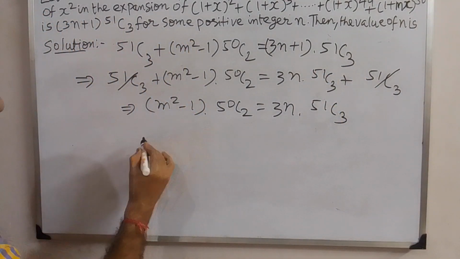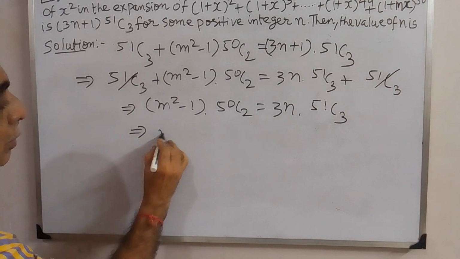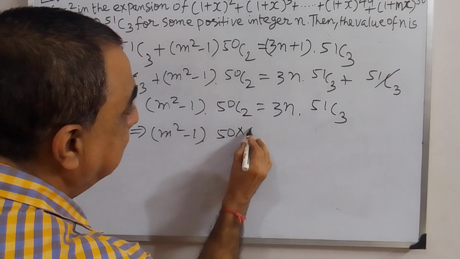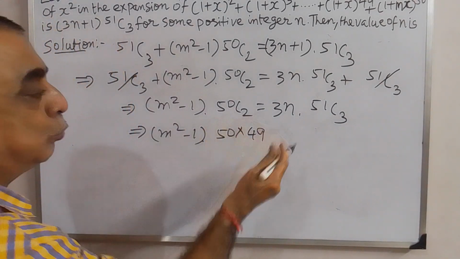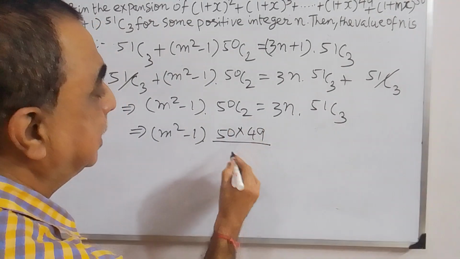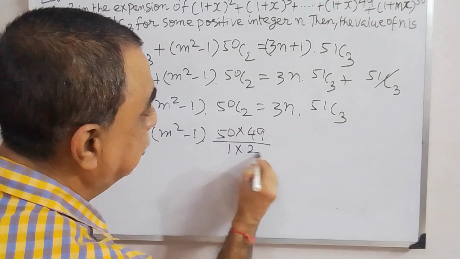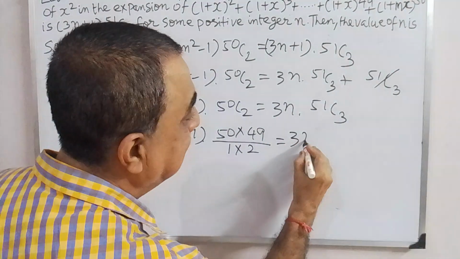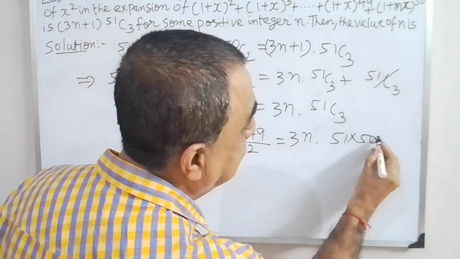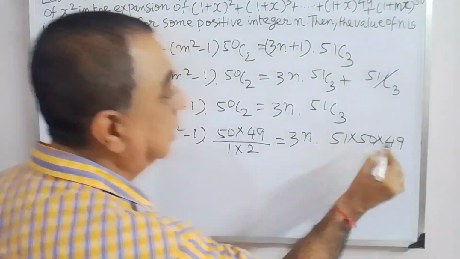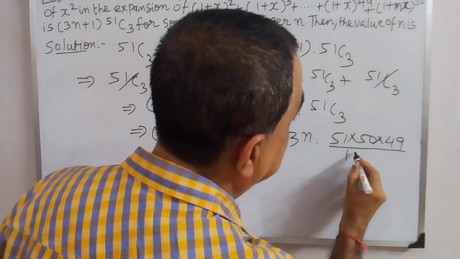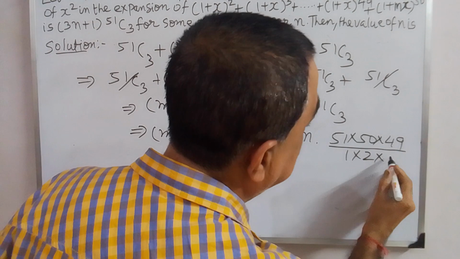Okay, so what is the value of 50C2? See here, 50C2 means 50 into 49. Start from 50 and write 2 consecutive terms in decreasing order, divided by 1 into 2. And this is equal to 3n into 51C3, which means 51 into 50 into 49: you have to write 3 numbers in descending order starting from 51, and divide by 1 into 2 into 3.